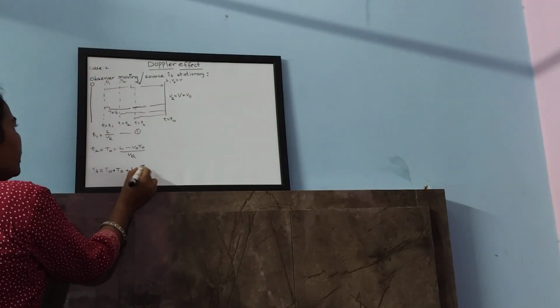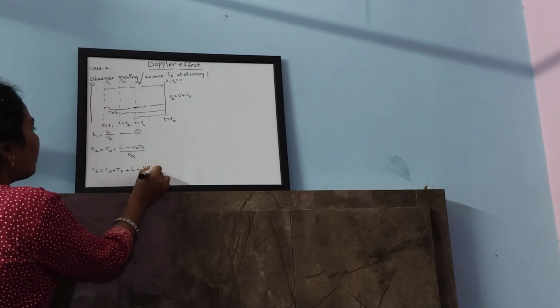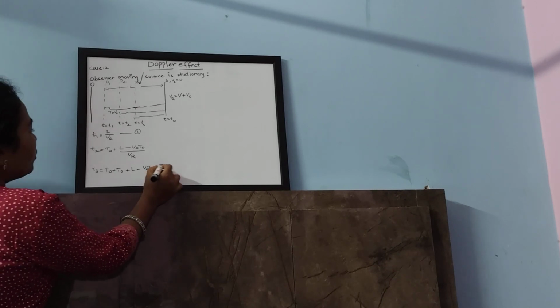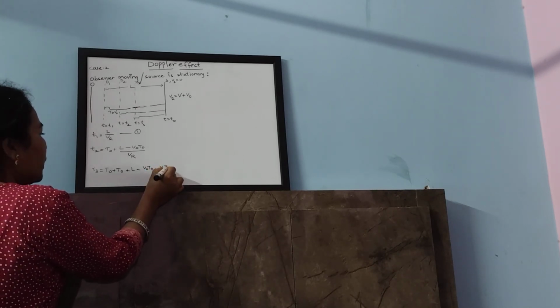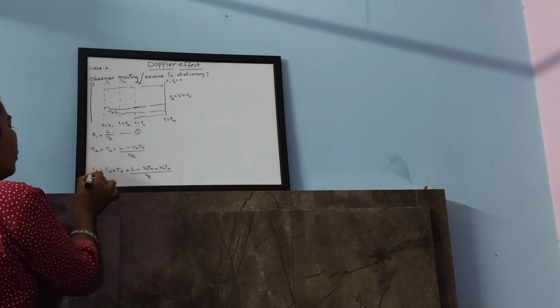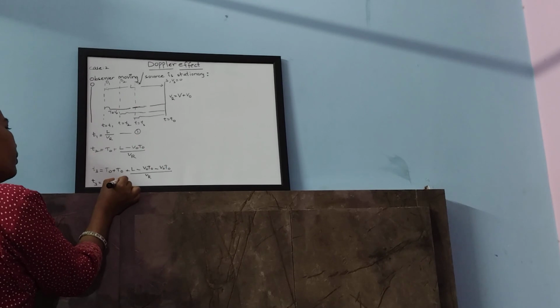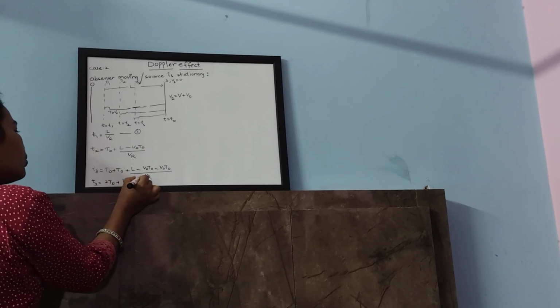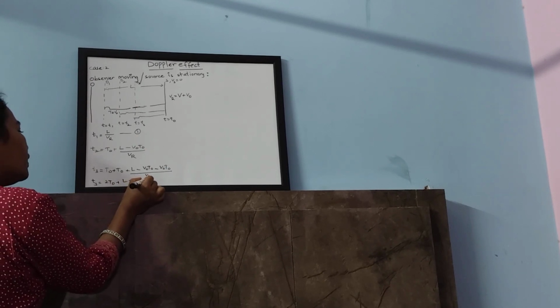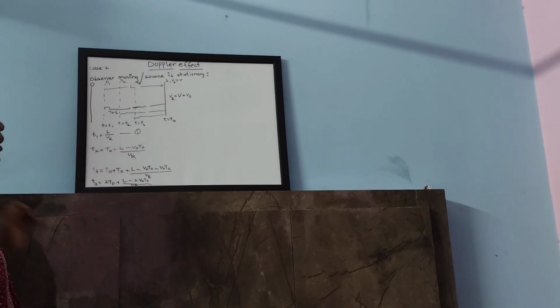Okay, the distance is L minus O1 to O2, which is V naught T naught, minus O2 to O3, which is V naught T naught, divided by the resultant velocity VR. From this we can get T3 is equal to 2 T naught plus L minus 2 V naught T naught by VR. Okay.